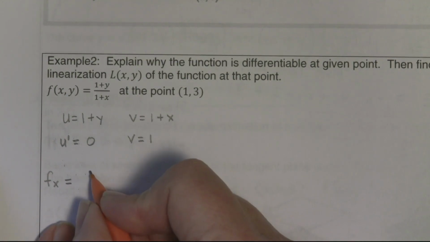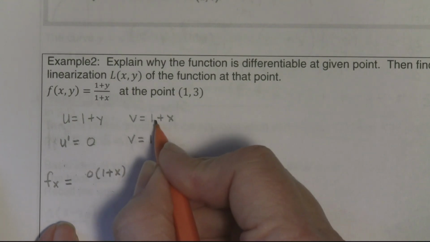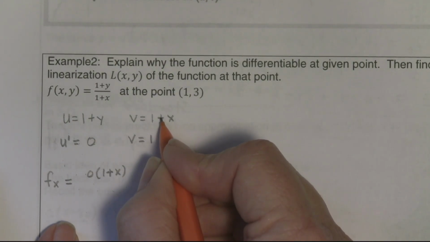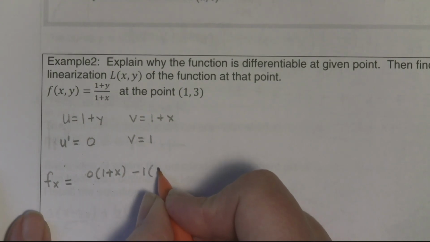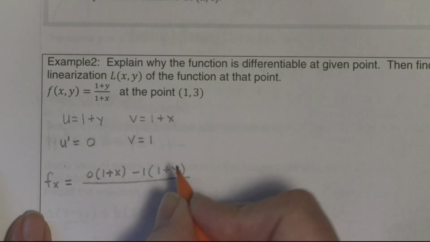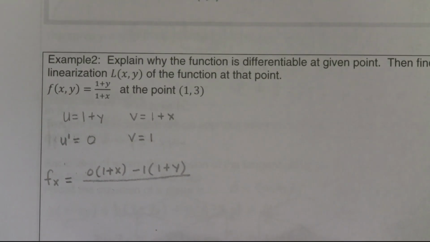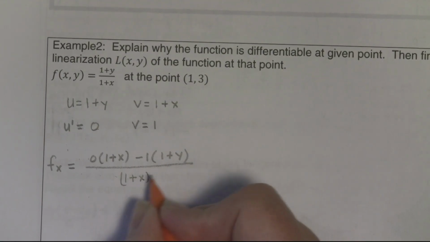And so this would be 0 times (1 plus x), right? The quotient rule, 0 times here. So my little crisscross applesauce, and then minus this times this. So minus 1 times (1 plus y), all divided by (1 plus x) squared.